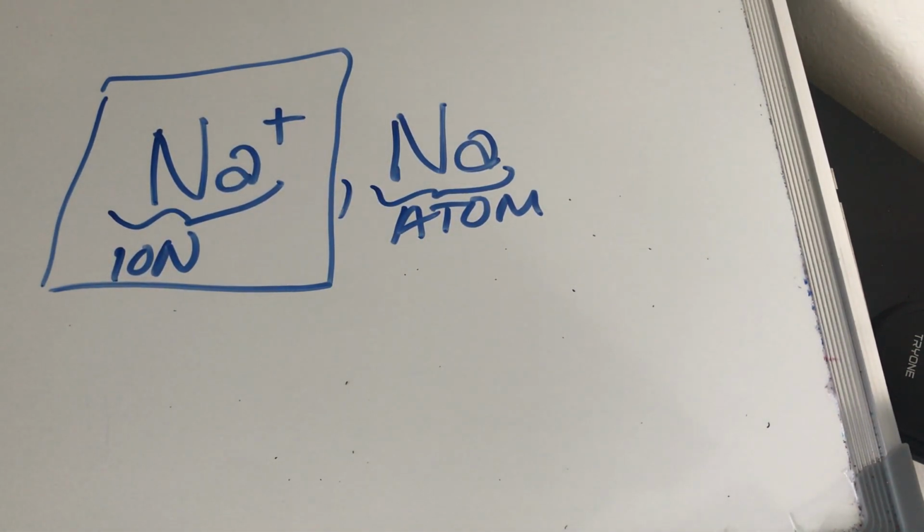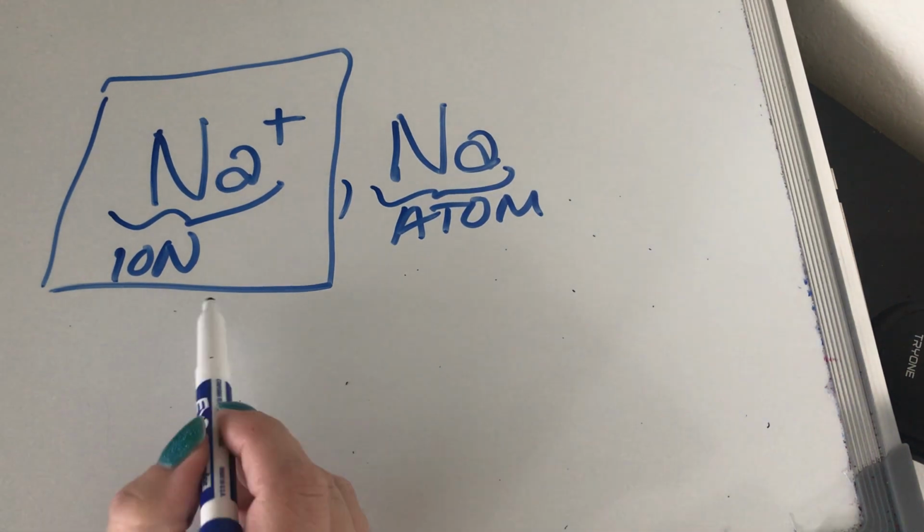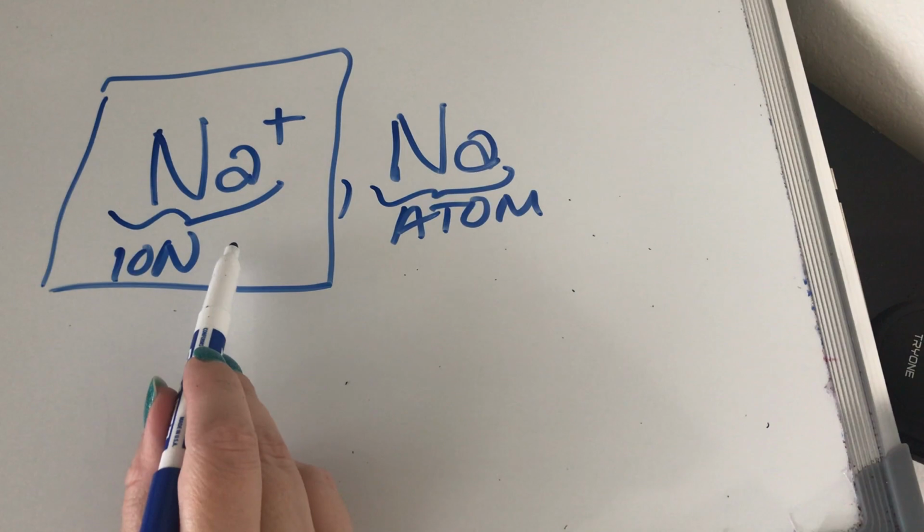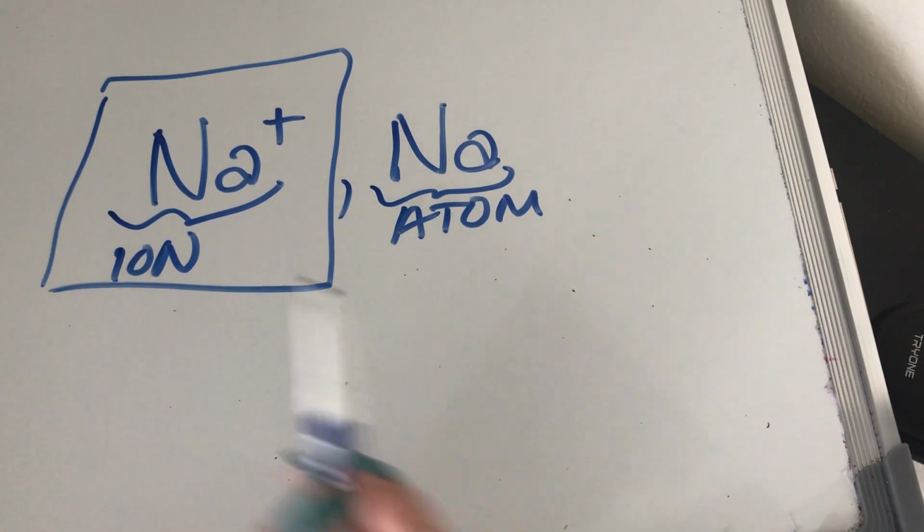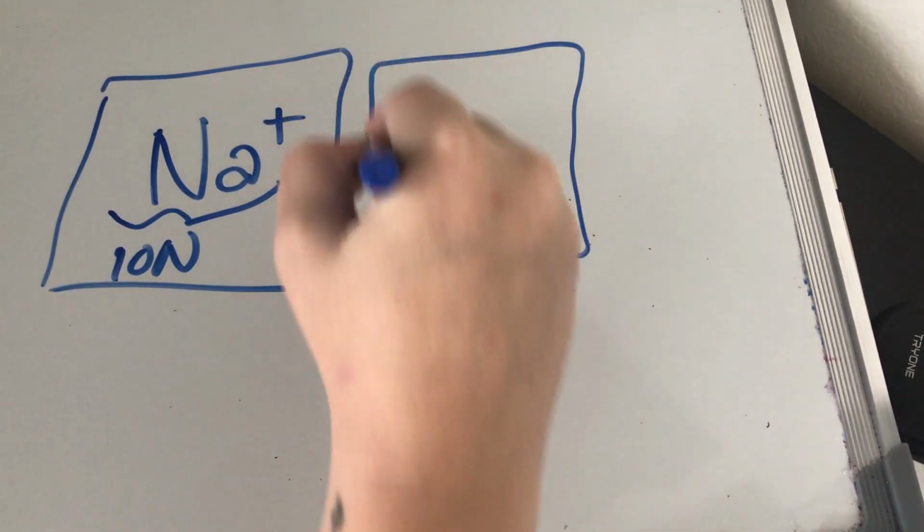So we eat this, we need it to live. Literally, we would die if we didn't have sodium. If you have too much, you'll also die, but this is a required part of our diet. What happens if you eat this guy?